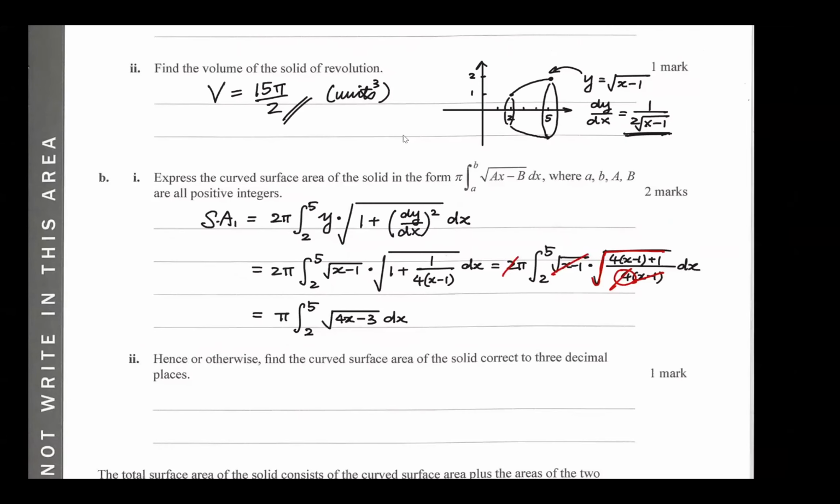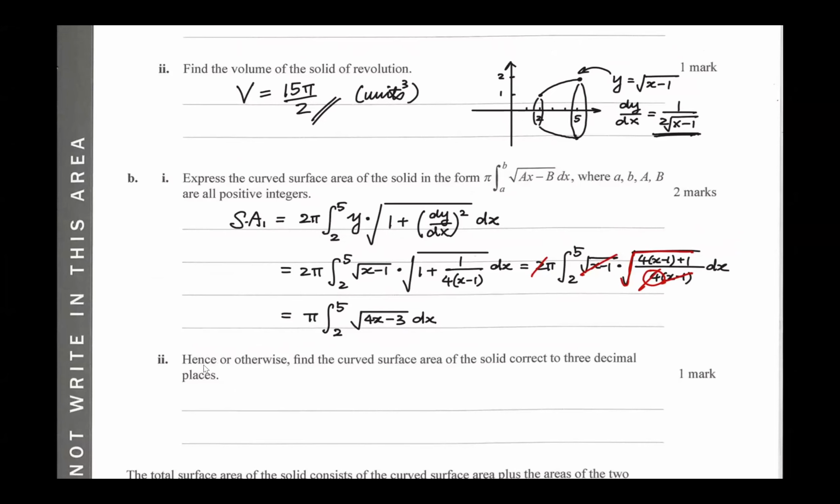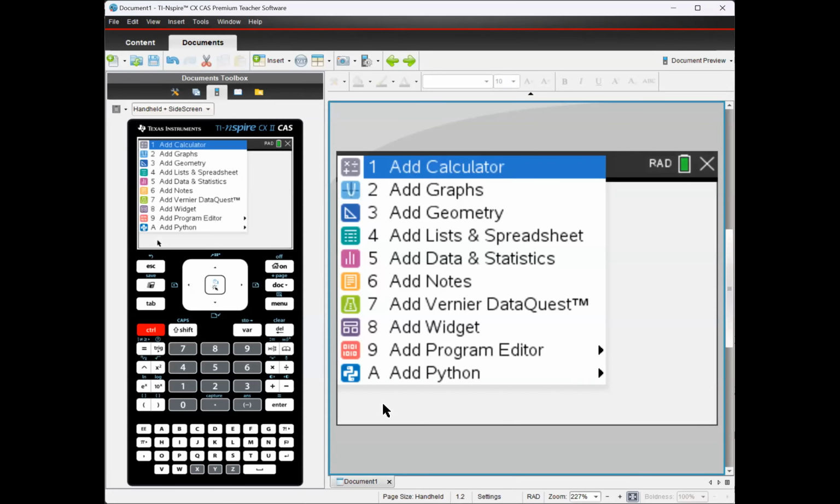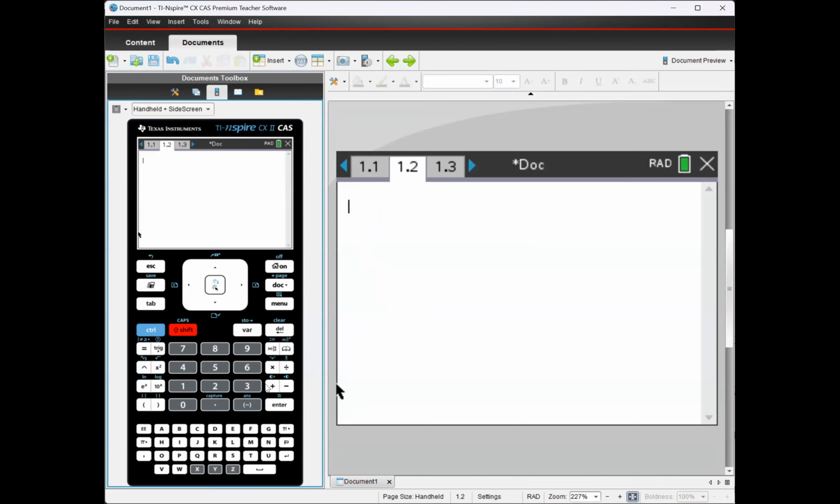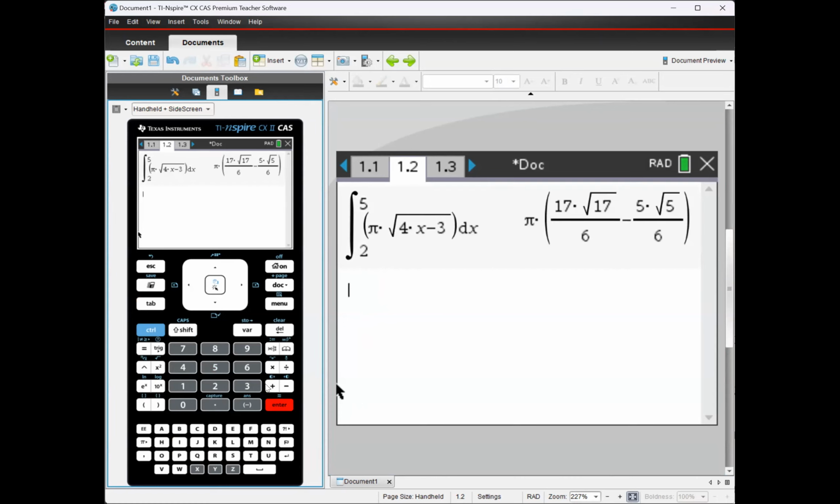So a bit of algebra here, and we can hence use this expression to find the curved surface area of the solid. Correct to 3 decimal places. You can see I hardly button pressed for this question. So I'm going to do shift plus 2 to 5 pi times square root of 4x minus 3 dx. That's the exact form, but I only want the answer to 3 decimal places.